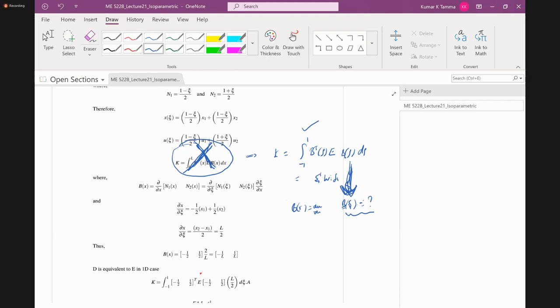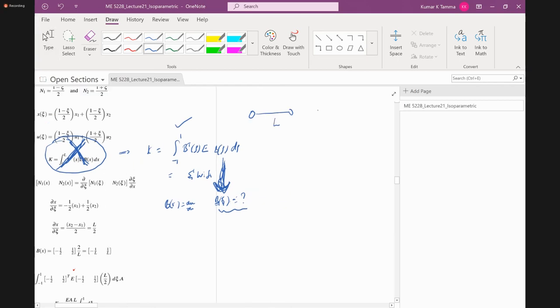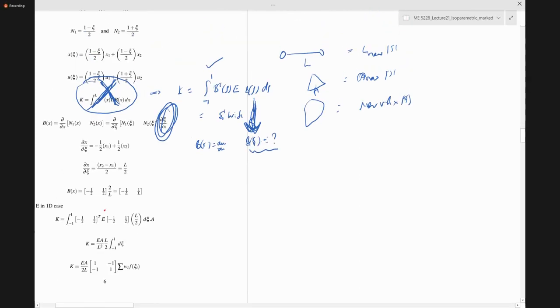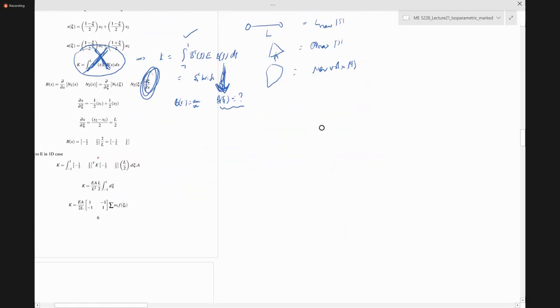In other words, what happened here? This length L is equal to L new times the Jacobian. This area A is equal to A new times the Jacobian. This volume is equal to the new volume times the Jacobian. Jacobian is dx by dC in the 1D system. Let me show you why. Now, having said that, I'm just trying to come from a different point of view, so hopefully you won't miss it. So what is B of Cauchy and eta? It's as follows.